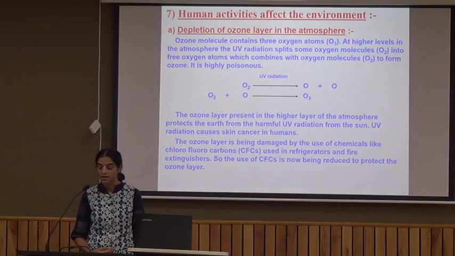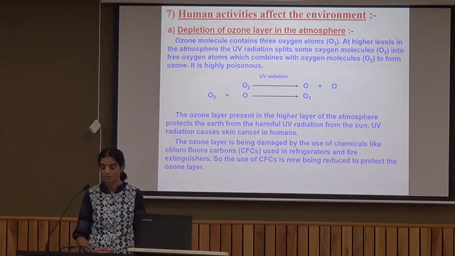Then next come the activities which affect the environment. The human activities which majorly affect the environment: we see there is depletion of the ozone layer in the atmosphere. This depletion is harmful, as the ozone layer present in the higher layer of the atmosphere is a protection against the harmful UV radiations coming from the sun. So how it happens, let us see.